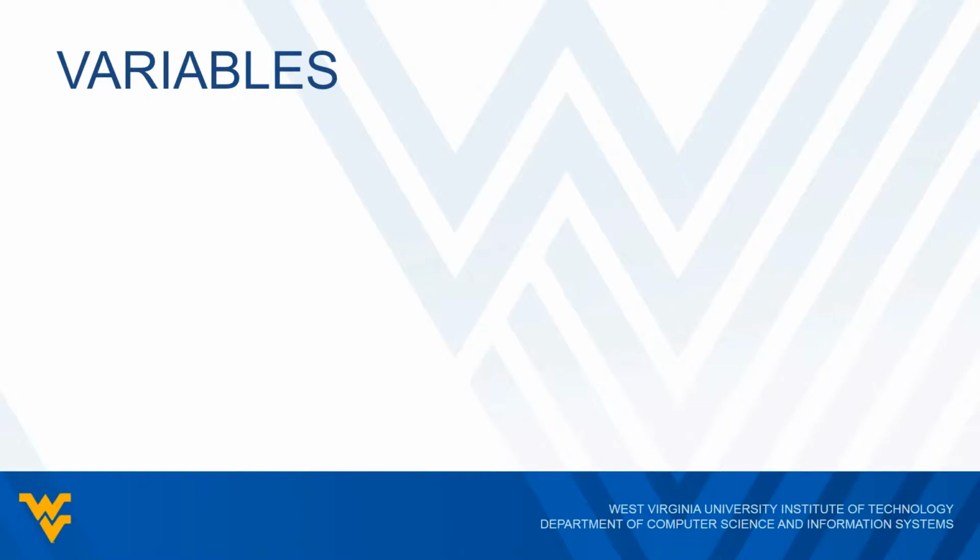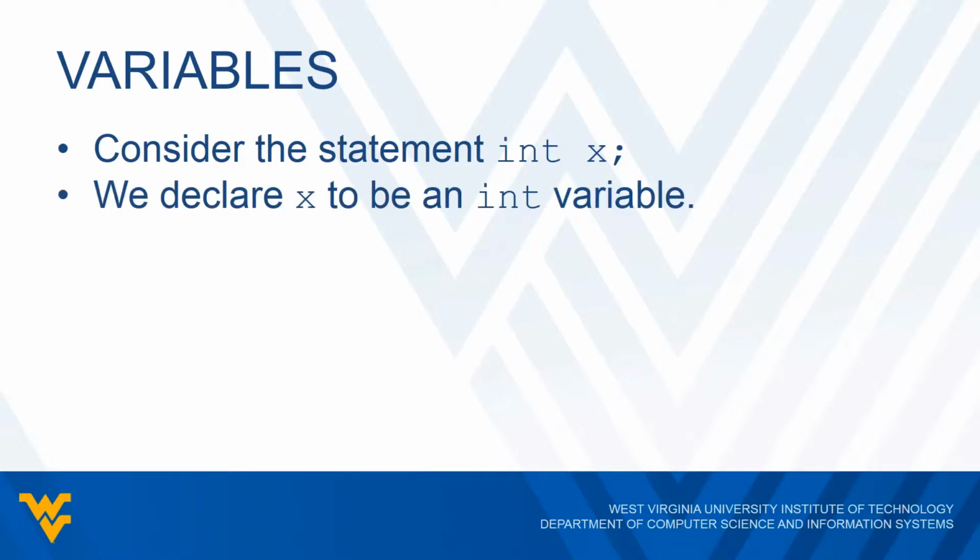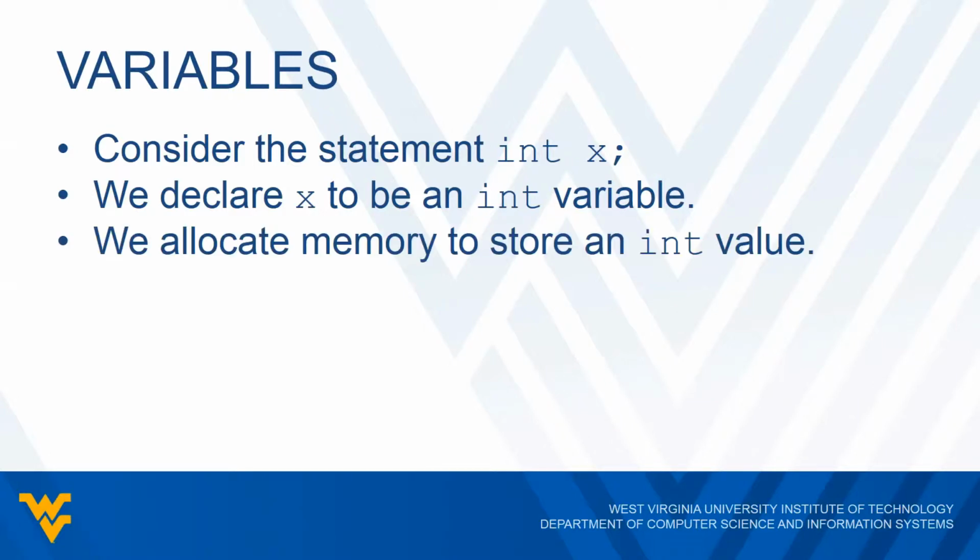So let's first take a look at a variable. For an example, let's say we consider the statement int x. What this is saying is we declare x to be an integer variable. What does that mean again? It means that we are going to allocate memory to store an integer value into some place in the memory. So we set aside some memory and it's going to store an int value.